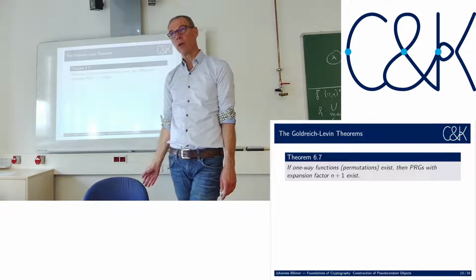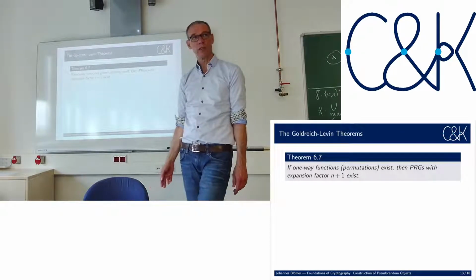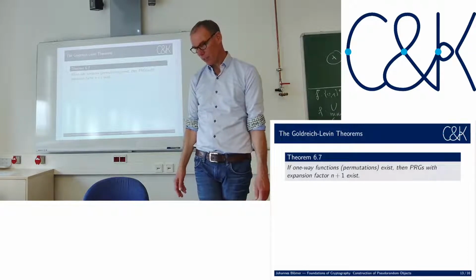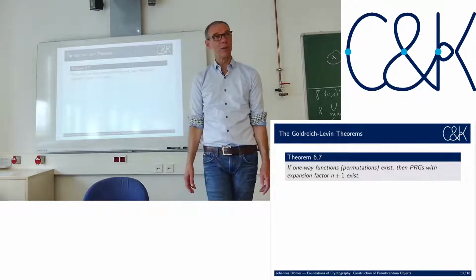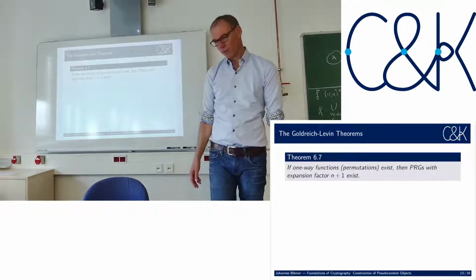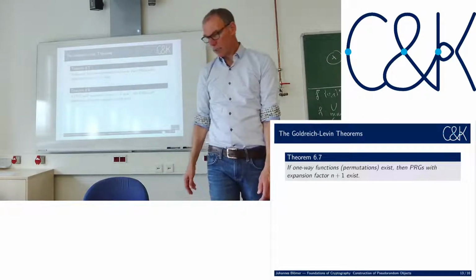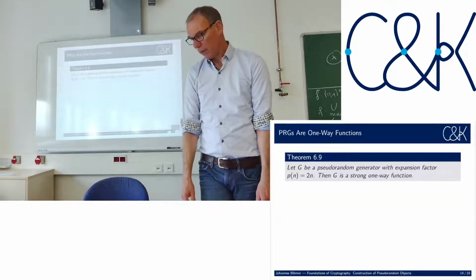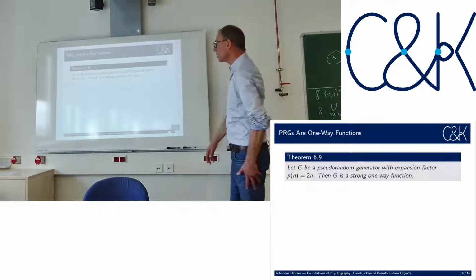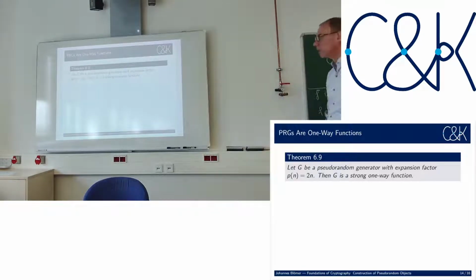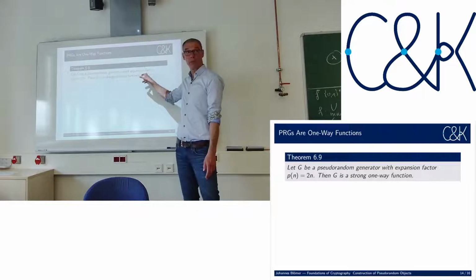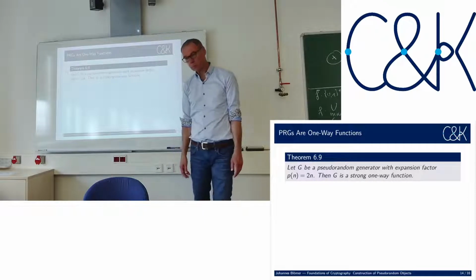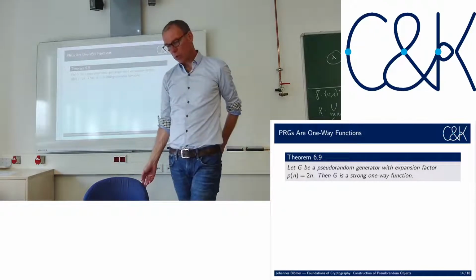The existence of hardcore predicates is not shown in the lecture notes. It's a beautiful proof, but I did not include it. But if you really like clever applications of probability theory, this is a really nice example. And then, with the existence of PRGs with expansion factor n+1, PRGs with arbitrary polynomial expansion exist. And finally, the thing that I mentioned is that if G is a serial random generator with expansion factor 2n, then actually G is a strong one-way function. So serial random generators are strong one-way functions. This is actually not too difficult to prove.